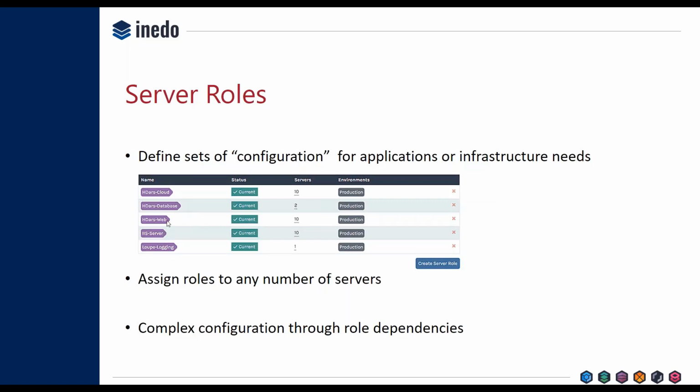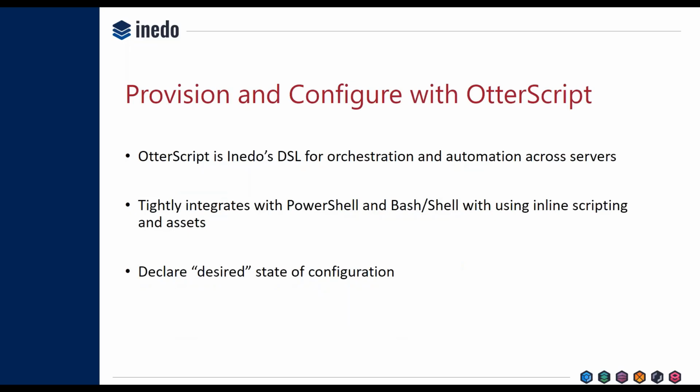Roles are used to define these types of configuration that you can then apply to lots of different servers. You can also do role dependencies and say, for example, this web role depends on the IIS server role, and that way the configuration will always be standard across the roles. So if you say, web requires IIS server, then you'll be sure that any server that has the web role will also have all the requisite IIS configuration. How you actually provision and configure these servers is by using OtterScript.